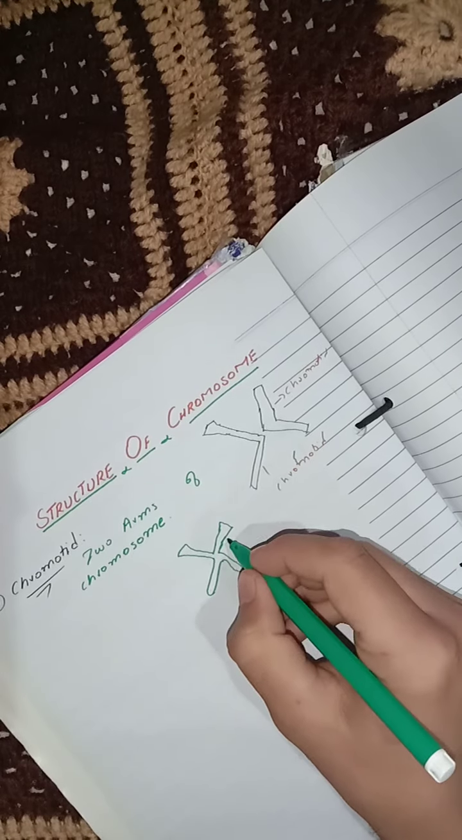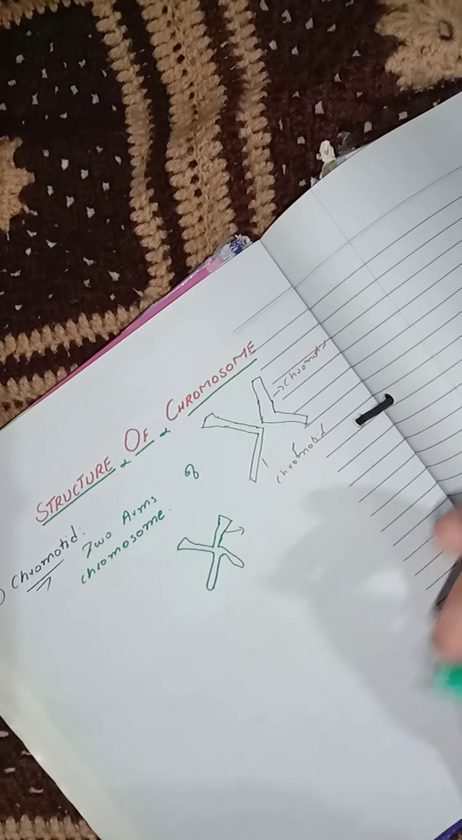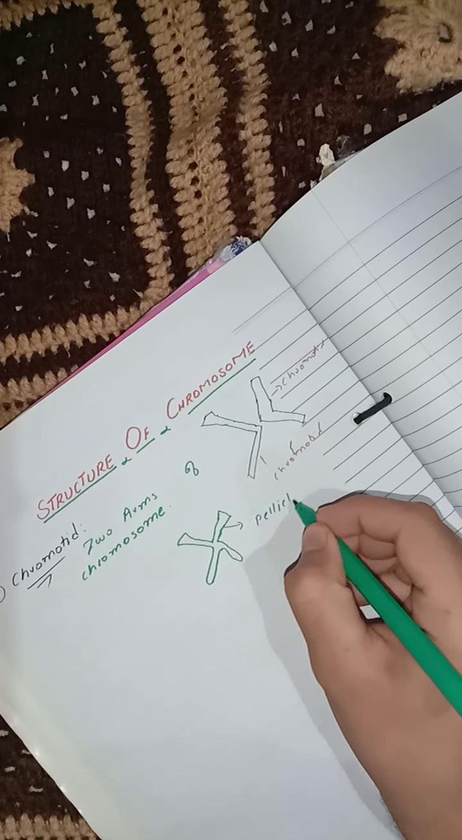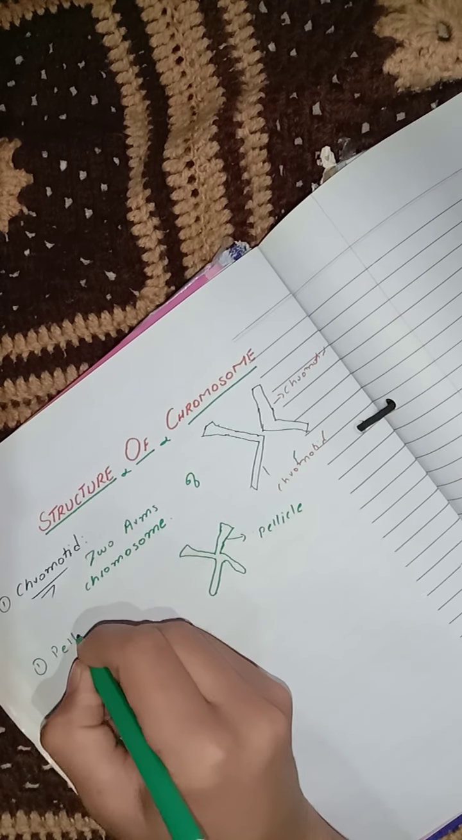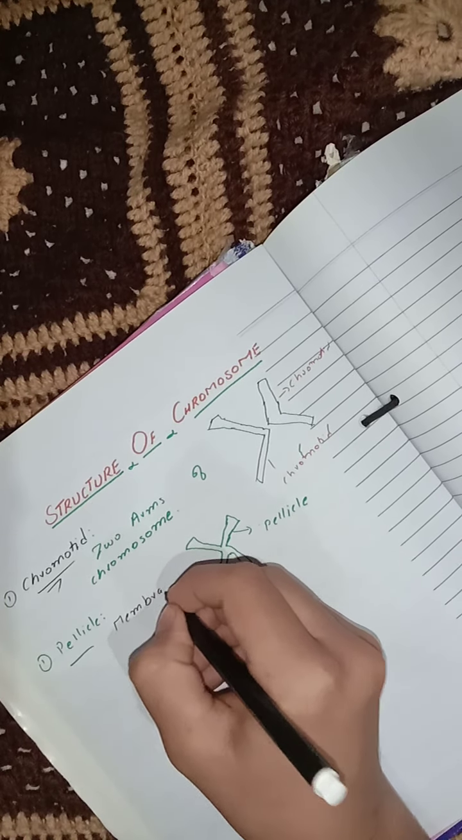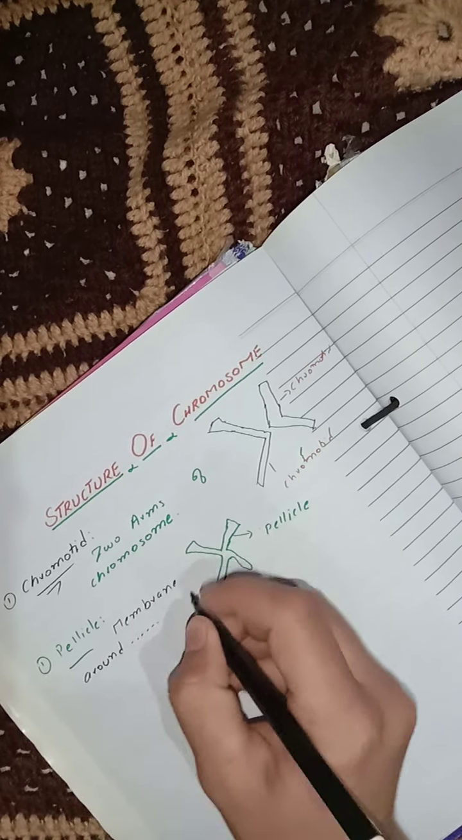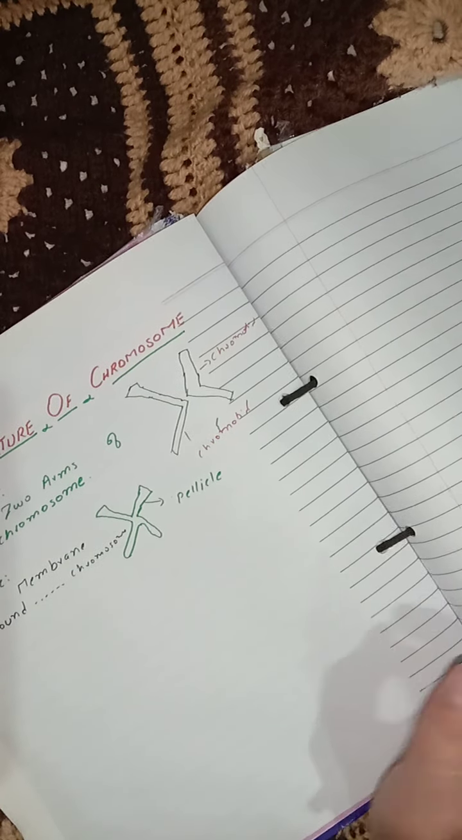As you know, here there is a membrane. The membrane around the chromatids, or the membrane around the chromosome, is called pellicle. So pellicle is the membrane around the chromosome. Membrane around the chromosome is called pellicle.